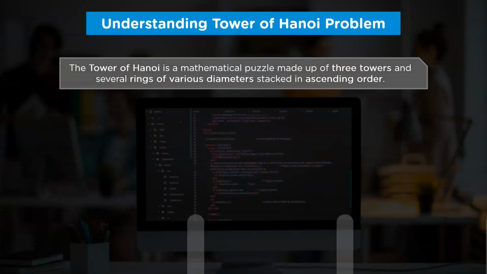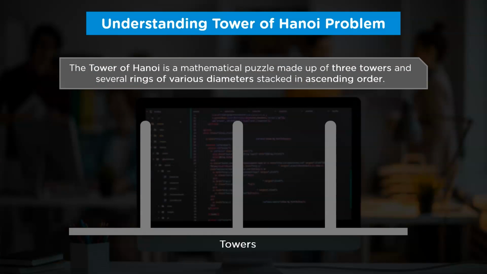The Tower of Hanoi is a mathematical puzzle made up of three towers and multiple rings arranged in ascending order of their diameters. The number of rods or towers is fixed, whereas the number of rings can be changed by the player. The setup of this game looks something like this. There are three towers in this diagram, and one of the towers is decked with several discs or rings, such that the largest disc is at the bottom and the smallest disc is at the top.